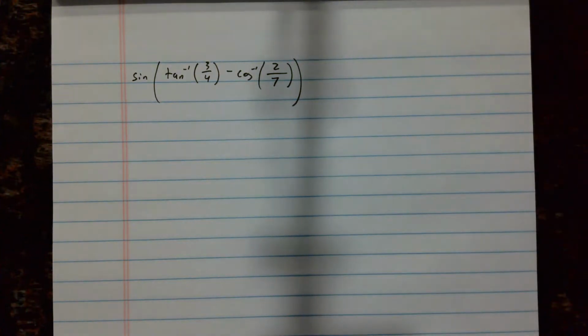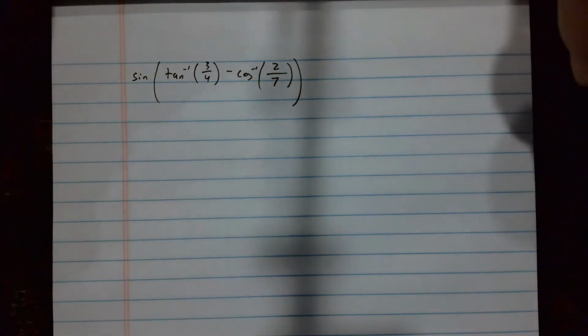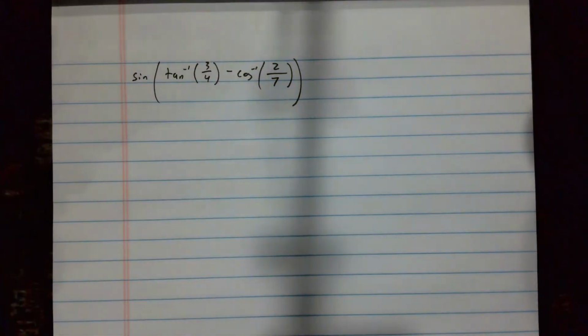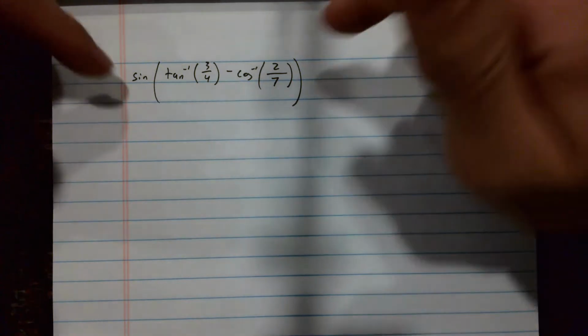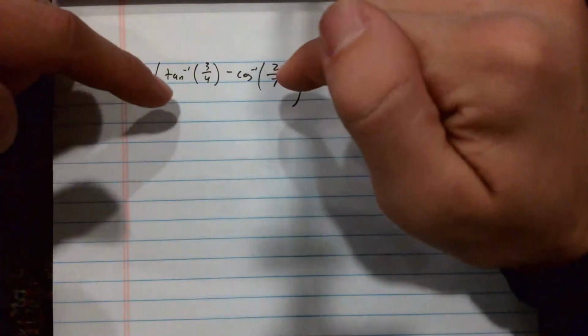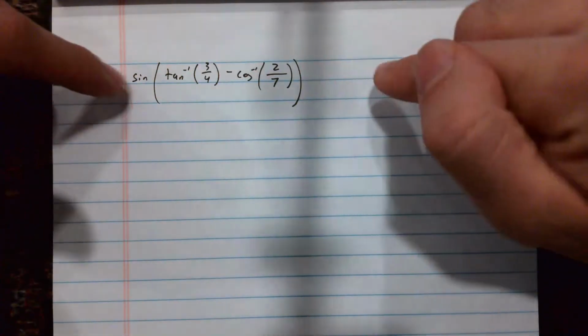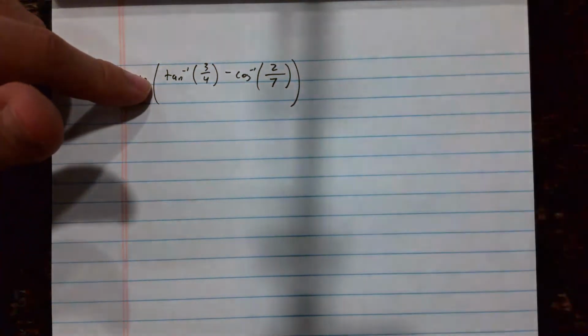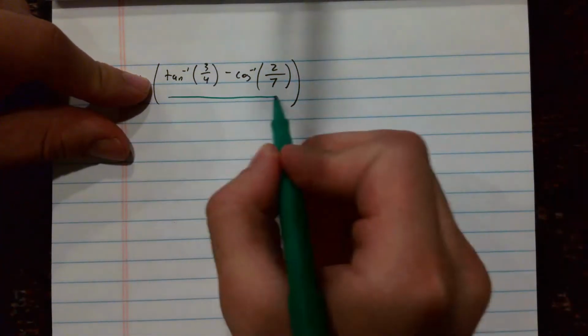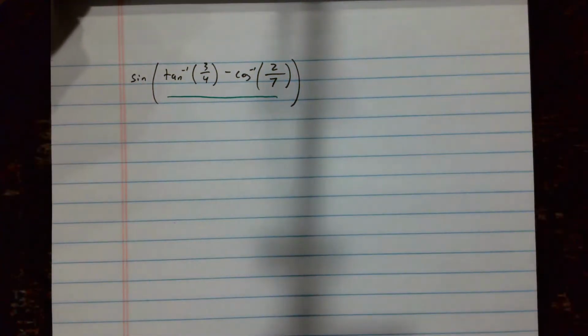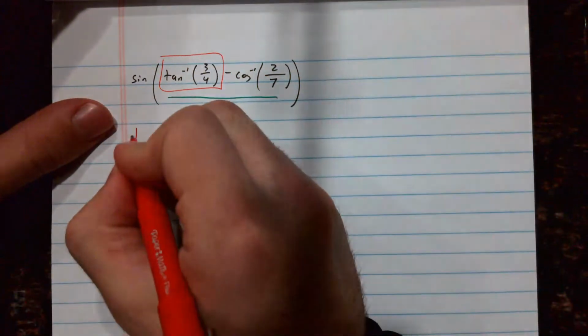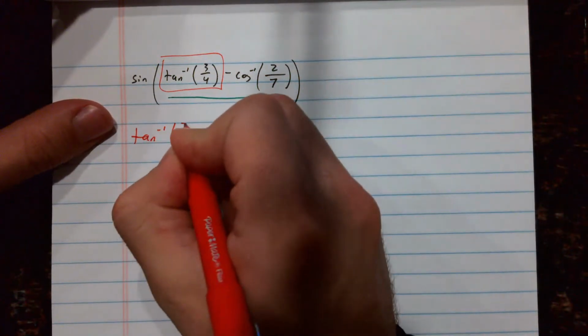Alright, hello everyone. We are looking at the sum and difference formulas again. This time we've got some inverses in here. Whenever you see a bunch of nested trig functions with some big outside parentheses, we're always going to start inside first. Looking at this, I'm really going to look at this first piece by itself. Alright, so tan inverse of 3 over 4.